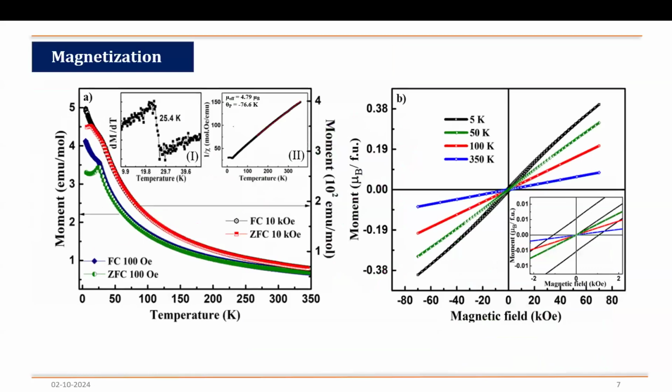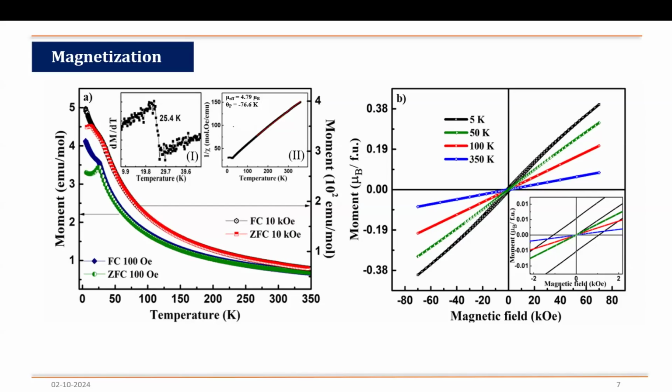When it comes to magnetization properties, we have done various magnetic measurements. So first, talking about the thermal evolution of magnetization, we could observe a magnetic peak around 25 Kelvin. And another prominent feature that was observed is that there is a thermal irreversibility below the transition temperature of 25 Kelvin between the zero field cooled and field cooled curves. Magnetization was measured at two field values, that is 100 oersted as well as 10 kilo-oersted.